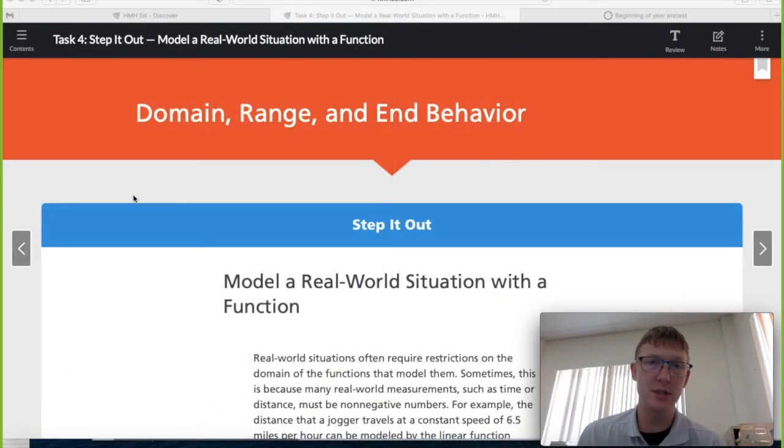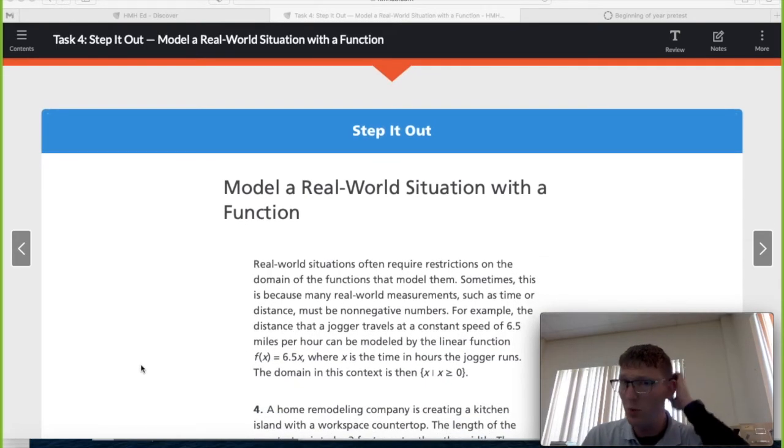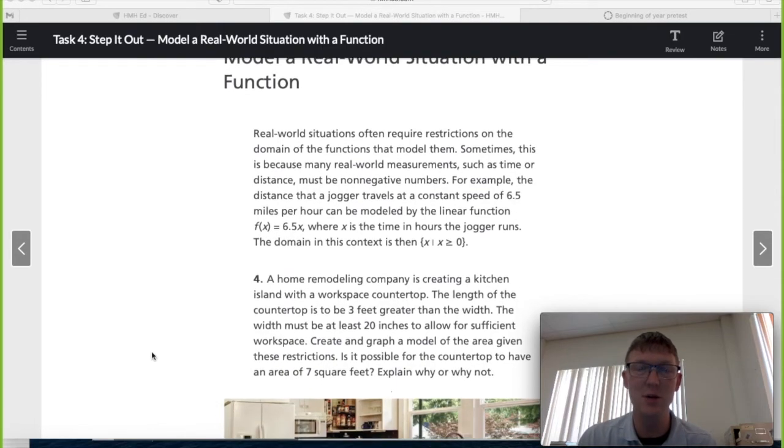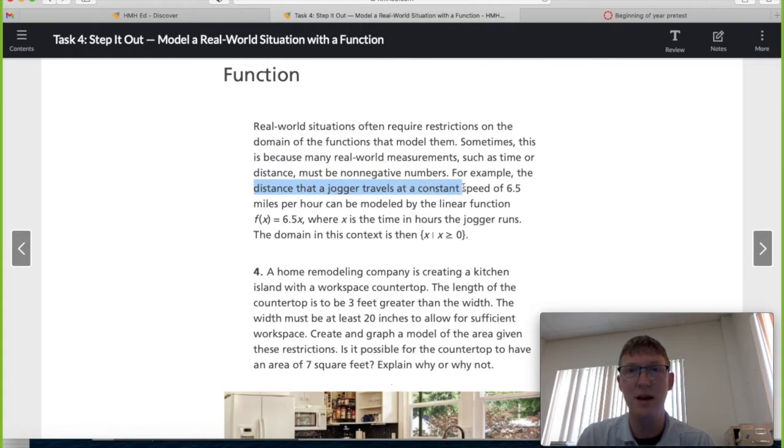Model a real-world situation with a function. So again, as I mentioned, when you get into the real world, it's very common to limit your domain for such things. For example, the distance that a jogger travels at a constant speed of 6.5 miles per hour can be modeled by a linear function. Sometimes I wish I could run that fast.